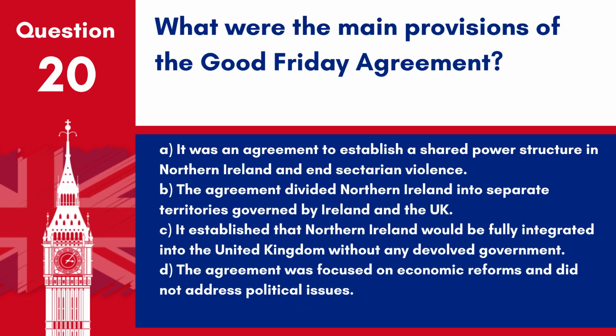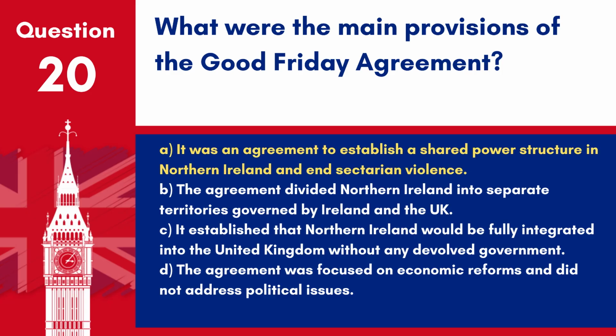Question 20. What were the main provisions of the Good Friday Agreement? A. It was an agreement to establish a shared power structure in Northern Ireland and end sectarian violence. B. The agreement divided Northern Ireland into separate territories governed by Ireland and the UK. C. It established that Northern Ireland would be fully integrated into the United Kingdom without any devolved government. D. The agreement was focused on economic reforms and did not address political issues.